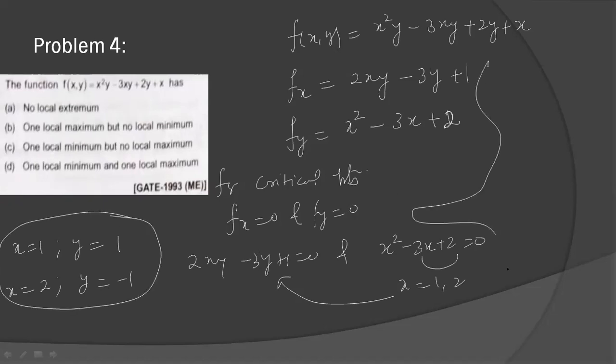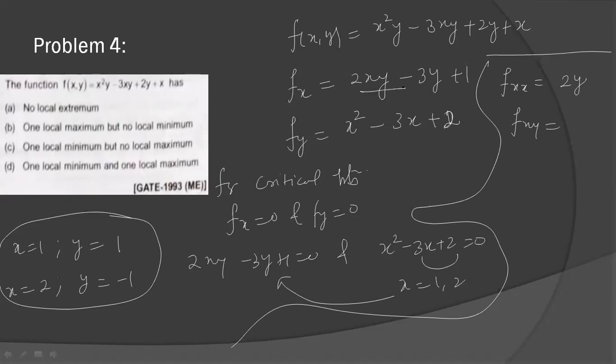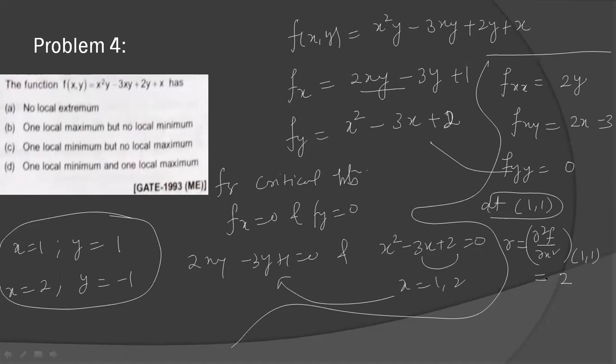So check the second derivative, because we are interested in local maxima and local minima or relative maxima or relative minima. f_xx, second derivative with respect to x, this will be 2y. f_xy, now differentiate it with respect to y, it will give you 2x minus 3. Now f_yy, with respect to y, it will be 0. So at (1, 1), I am going to check. Then r will be del 2f by del x square at the critical point (1, 1), this is your 2. s will be minus 1 if you check at (1, 1), and t is 0.